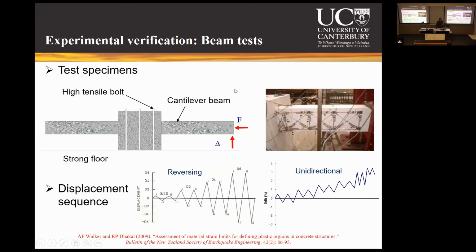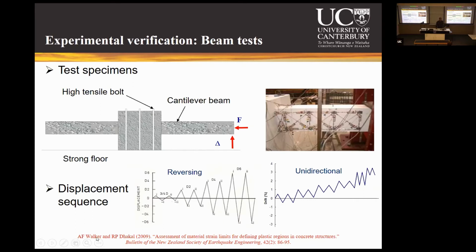So let's come to the details of that element. Further details can be found in the papers that I have listed there. But let's go into some of the basic level of experimental verification. So the first level of verification we did was with cyclic loading tests of beams.